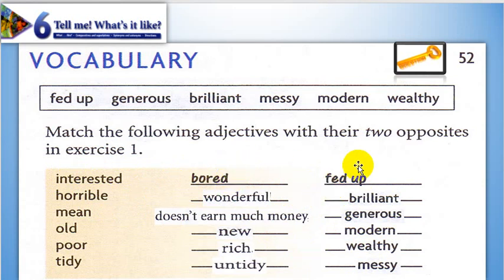These are synonyms. Okay? العمود الثاني والثالث هي مرادفات. لكن هي عكس مع العمود الأول. Okay? Mean, doesn't earn much money or generous. Okay? Kind or generous. Old, new, modern. Poor, عكسها rich or wealthy. Tidy, عكسها untidy and messy. Okay? You should also memorize these by heart.